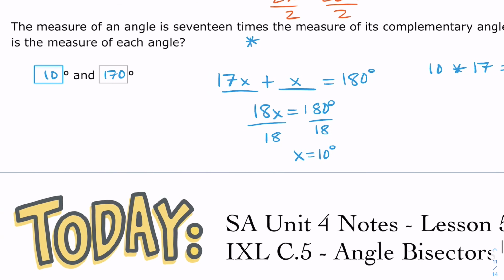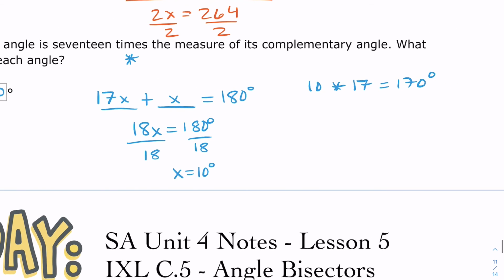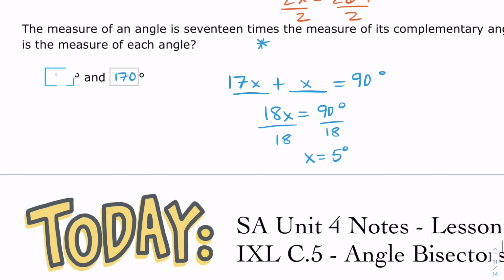Oh, it is complementary. Darn it, I messed up again. This is not 180. Complementary, it's 90. It's getting too late. I'm getting tired. Let's erase that stuff right there. So let's do it one more time. It adds up to 90. This is 18x equals 90. Divided by 18 is 5 degrees. Therefore, the answer is 5.